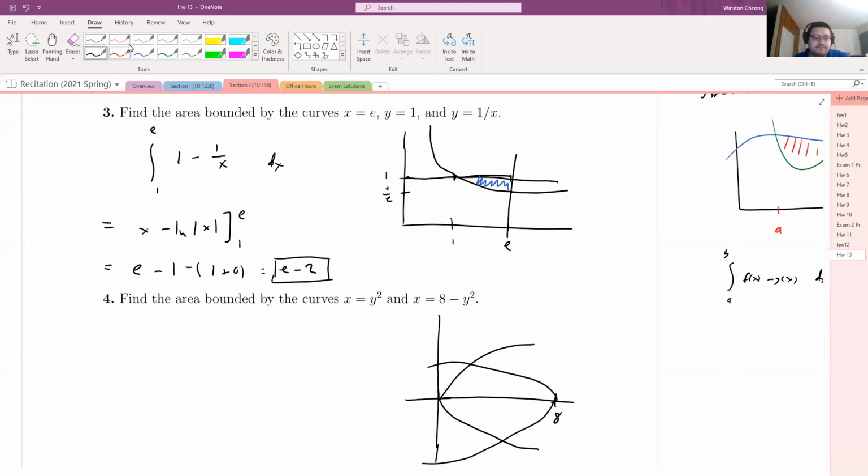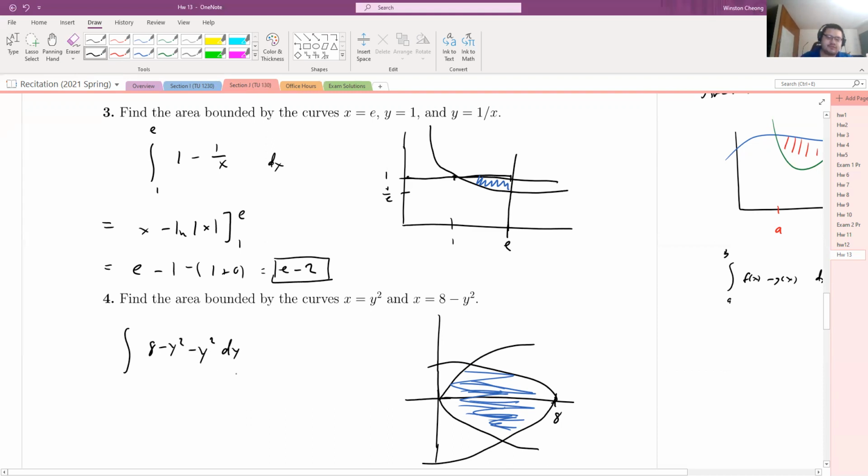And so the region is like this. I'm trying to shade it in a particular way that helps me to see what the integral that we would set up would be. Okay, so from this we know it's going to be 8 minus y squared minus y squared dy.